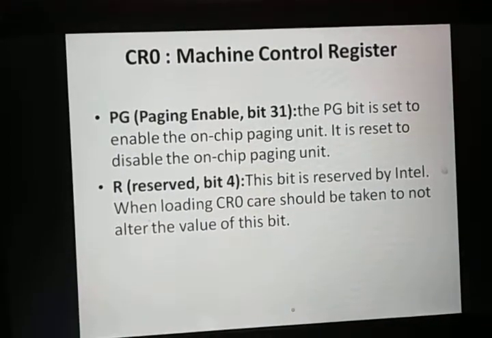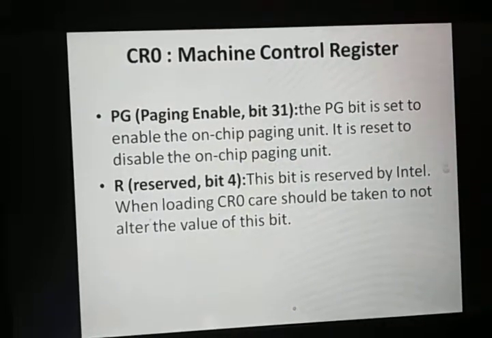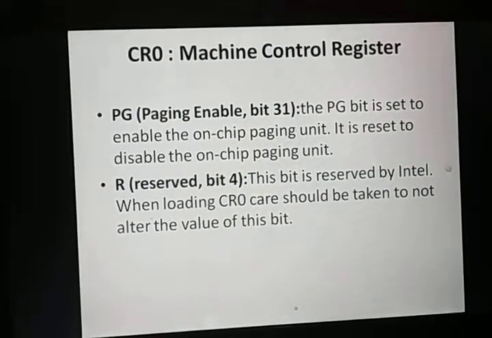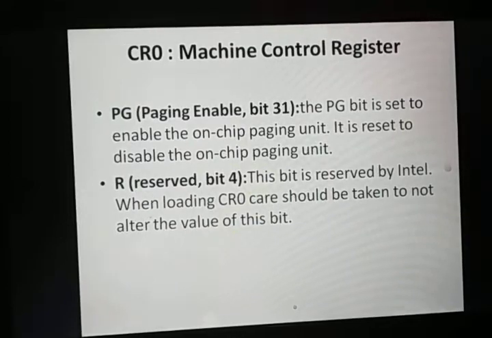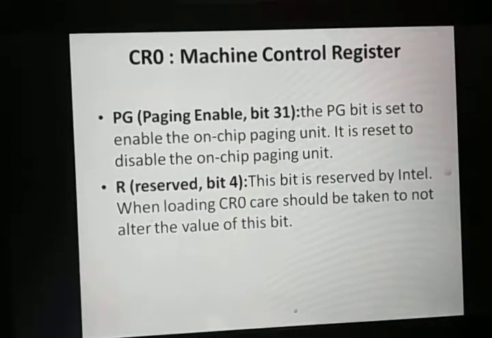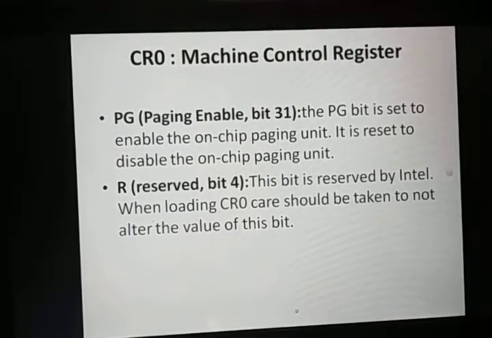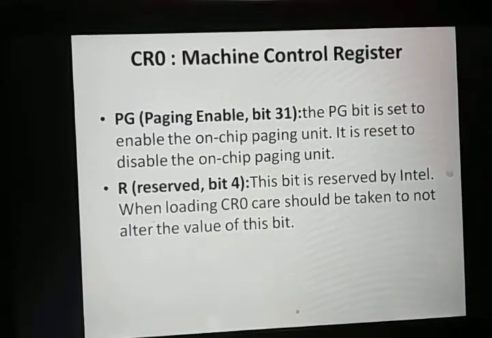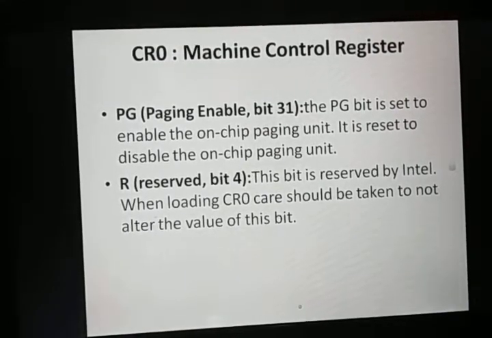If the PG bit is set to 0, in that case you will not perform the page translation mechanism, and your linear address is treated as a physical address. But if your PG bit is set to 1, in that case you convert your linear address into a physical address. So your paging translation mechanism depends on the PG bit. If the PG bit is set to 1, your paging unit is enabled. If the PG bit is set to 0, your paging unit is disabled.